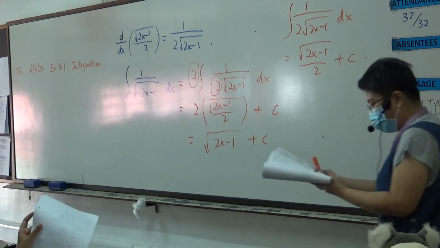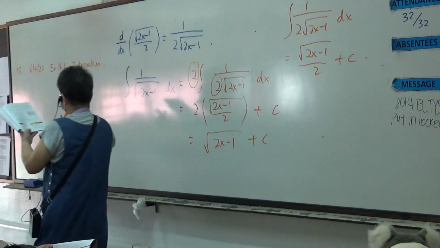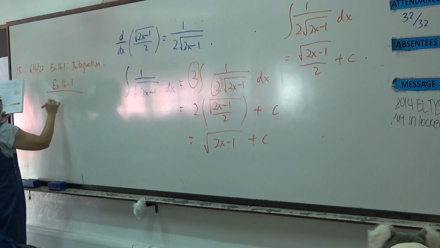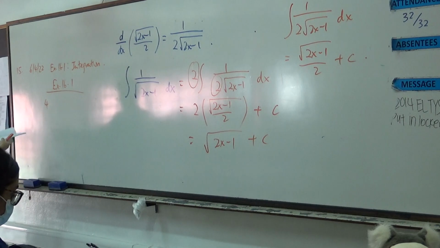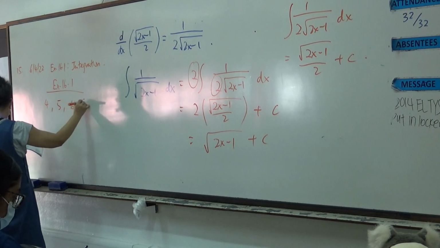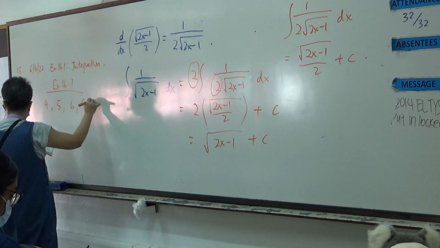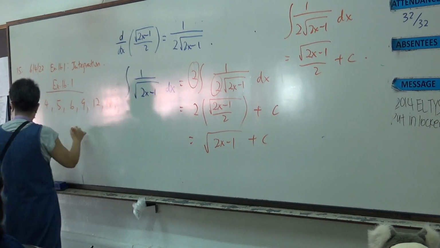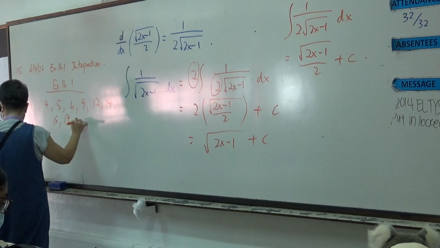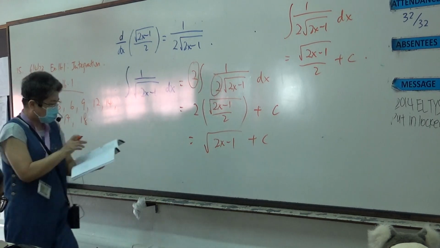Okay, I'm going to write down number 4, number 5, number 6, number 9, number 12, number 14, 15, 17, 18.